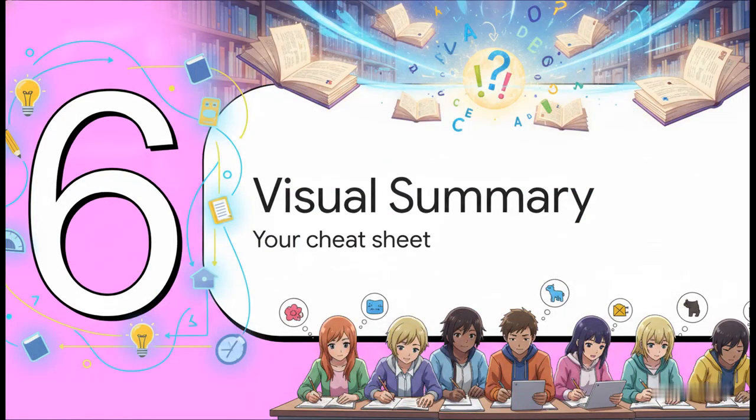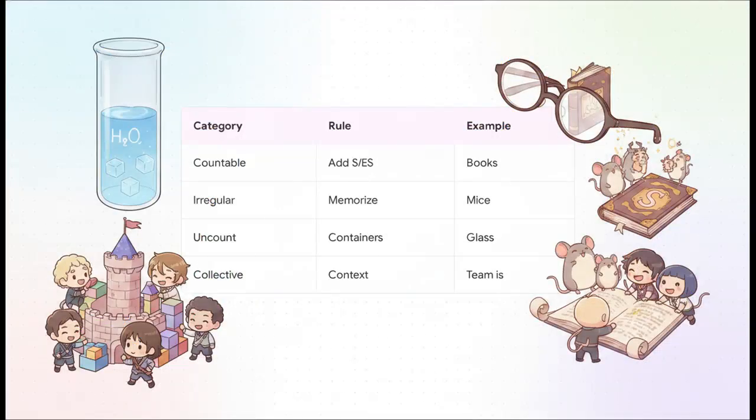Finally, part 6, visual grammar summary. So this is basically your ultimate grammar cheat sheet, summarizing exactly how we identify, pluralize, and correctly categorize every single noun we run into. If it's countable, you apply the S rules. If it's irregular, you just memorize things like mice or children. If it's uncountable, like our water bucket analogy, you never make it plural, but you measure it with containers. And if it's collective, you look at the context to decide if it's acting as a single unit or a group of separate individuals. Seriously, lock this mental image in for your next study session.